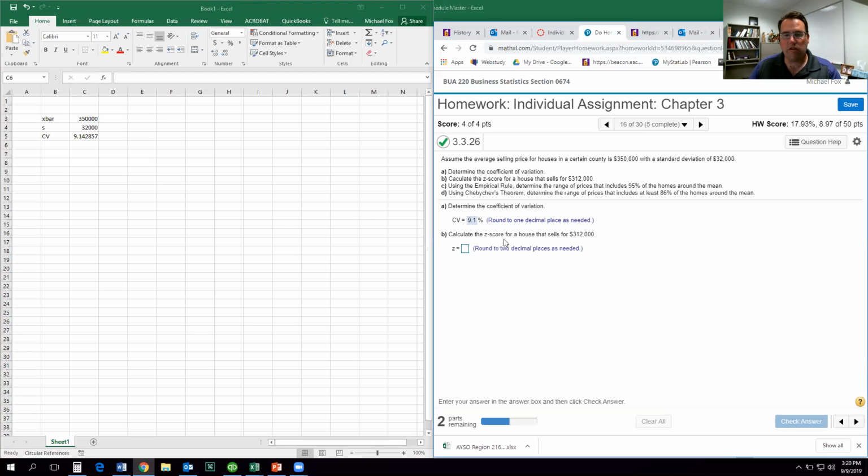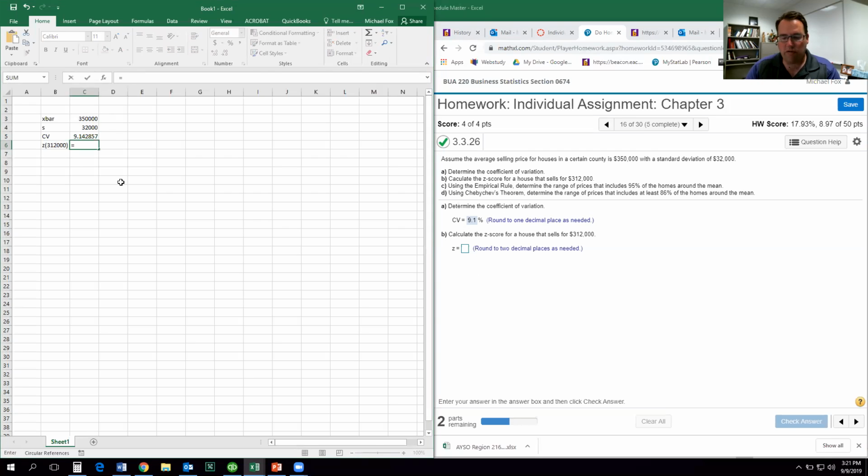The second is calculate the z-score for a house that sells at 312,000. Remember, the z-score is just like saying how many standard deviations is that value of x, in this case 312,000, away from the mean. We would expect it's going to be negative, right? Because our mean is 350,000 and 312,000 is below that mean. So we're going to expect a negative z-score here.